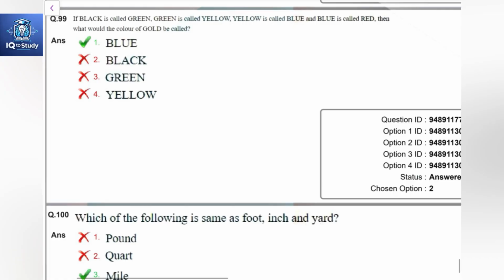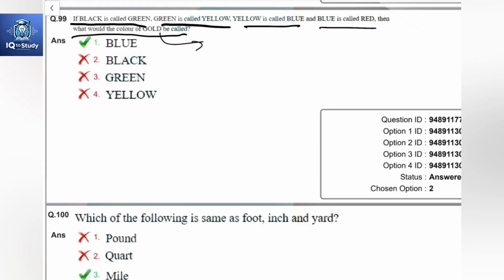If black is called green, green is called yellow, yellow is called blue, blue is called red, then what would the color of gold be called? Here they have given black is called green, green is called yellow, yellow is called blue and blue is called red. And we know that the color of gold is yellow, and here yellow is called blue. So the answer is option 1, which is blue.